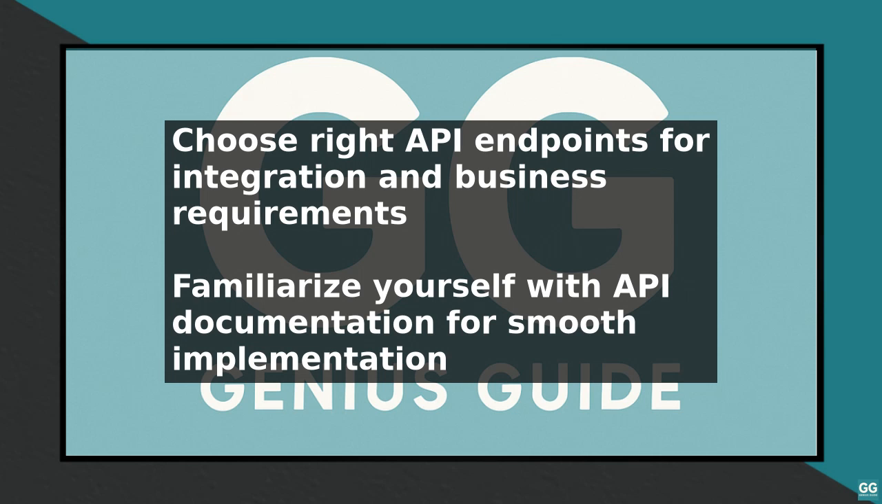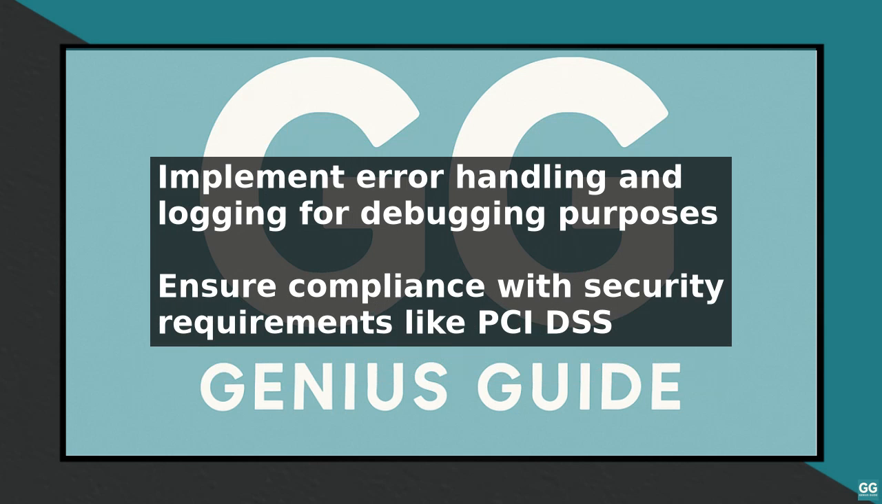Additionally, ensure compliance with security and regulatory requirements, such as PCI DSS and GDPR. Use secure communication protocols like HTTPS and TLS to encrypt data in transit, and implement access controls and authentication mechanisms to protect sensitive data. To handle payments and refunds, use the Afterpay API to create payment tokens and process payments.